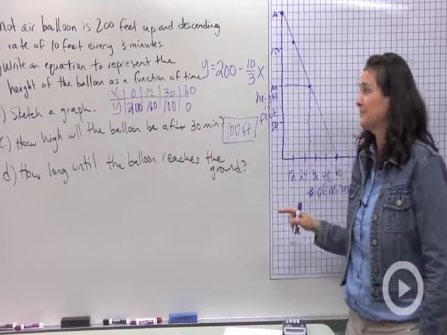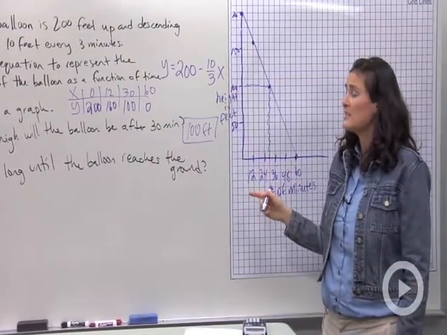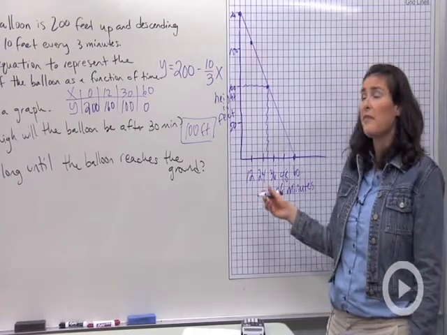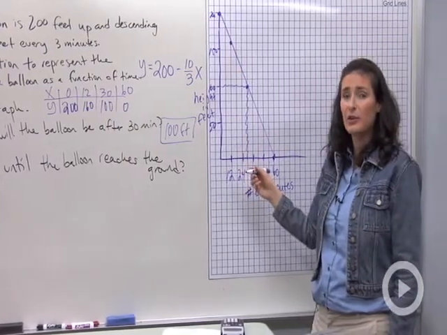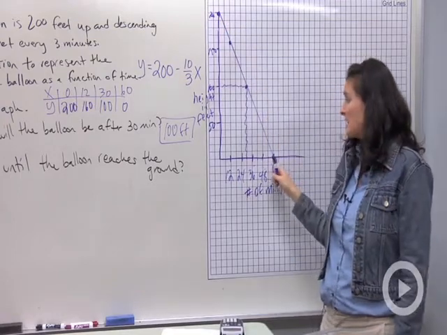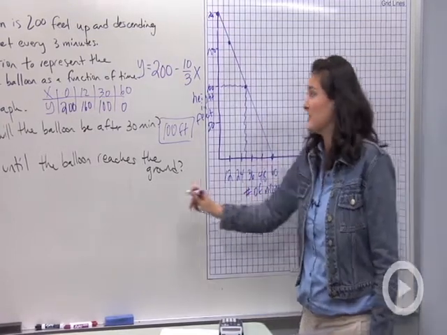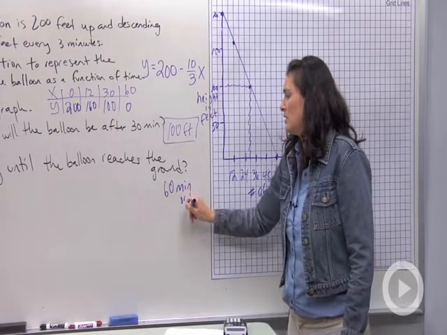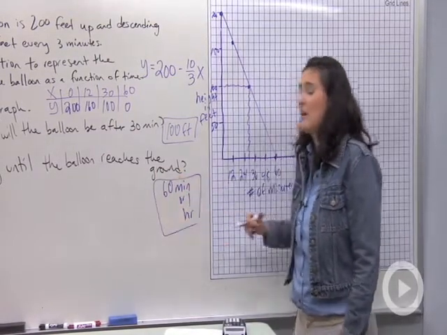100 feet high. Last but not least, how long until the balloon reaches the ground? Well, look at your graph. Vertically, we're seeing how high the balloon is. It starts at 200 feet, it's coming down, coming down, coming down, coming down. It hits the ground right there after 60 minutes or 1 hour, depending on how you want to write it.